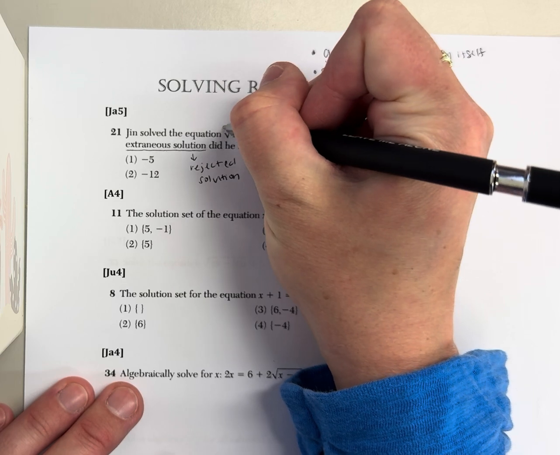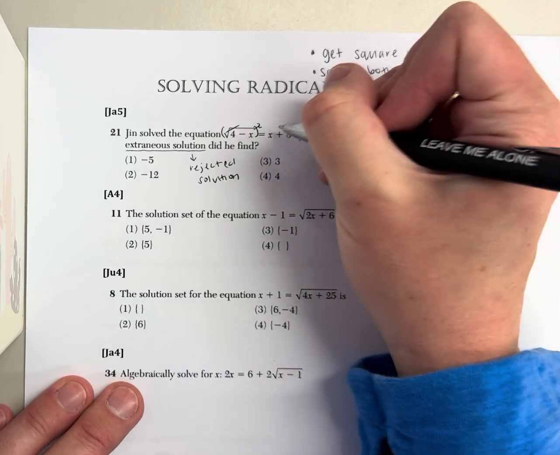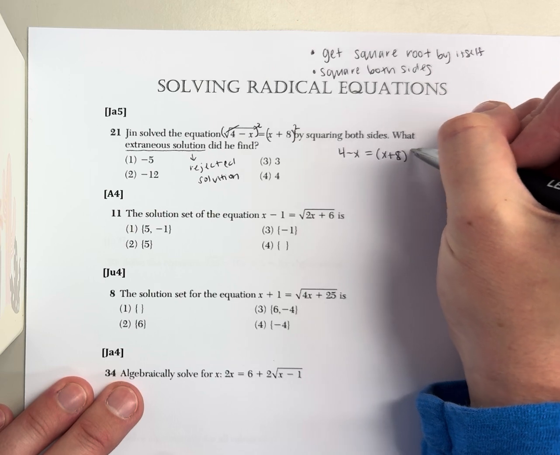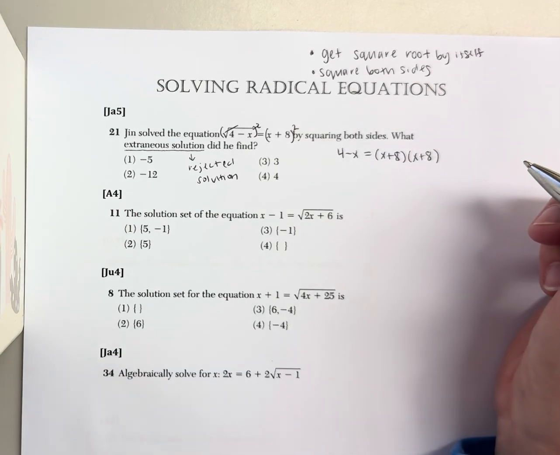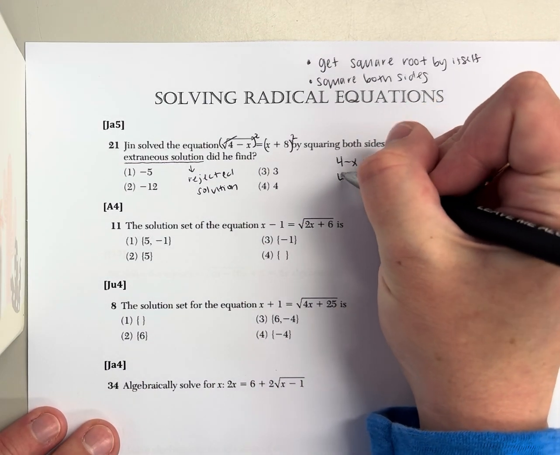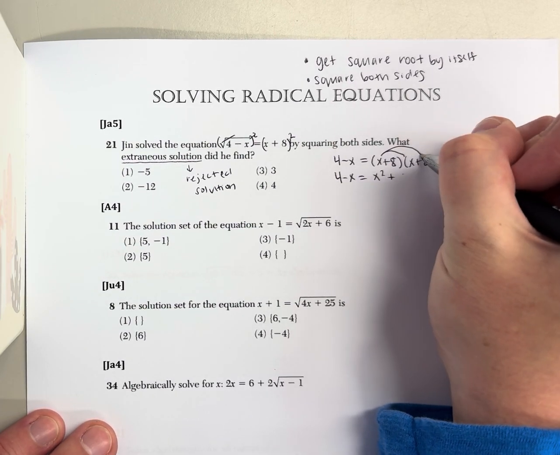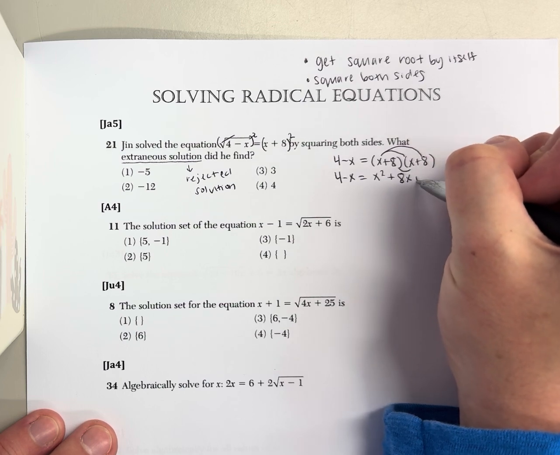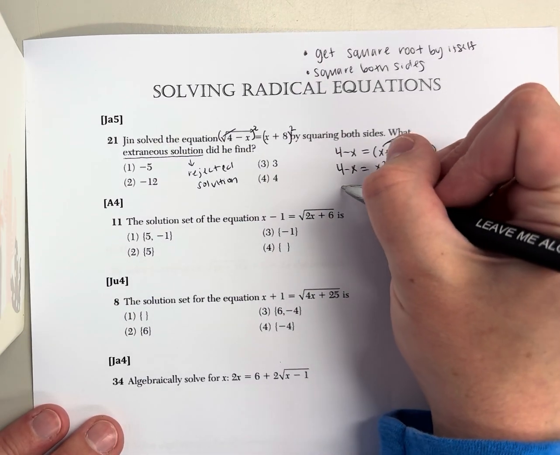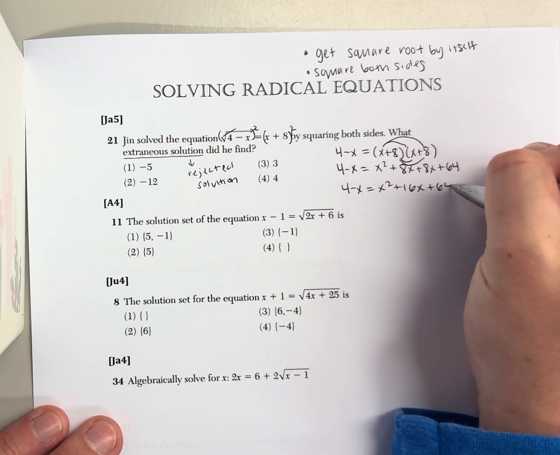So the square root part is already by itself, so we're going to square this side. And we'll have 4 minus x. On the right side, if I square this side, I have x plus 8, but I have it twice. You can use the box method, or you can just double distribute. So you've got 4 minus x equals x squared plus 8x plus another 8x plus 64. So we've got 4 minus x equals x squared plus 16x plus 64.